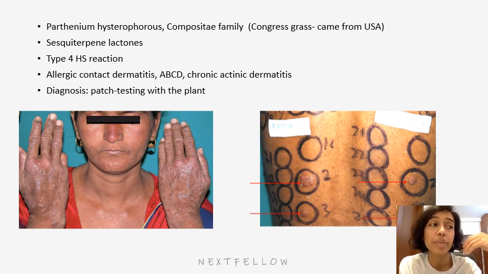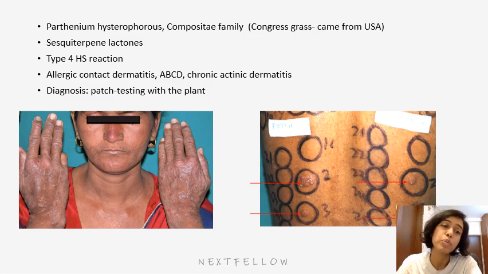You don't have to come directly in contact with the plant. The pollen can just be airborne, and along with UV light it can react and cause an extensive dermatitis on all photoexposed areas. It can also cause a chronic actinic-like dermatitis picture, which again is on the photoexposed parts. The diagnosis of this is by patch testing with the plant.